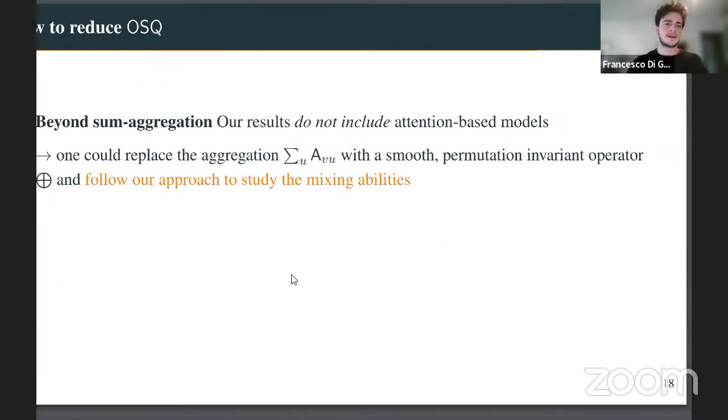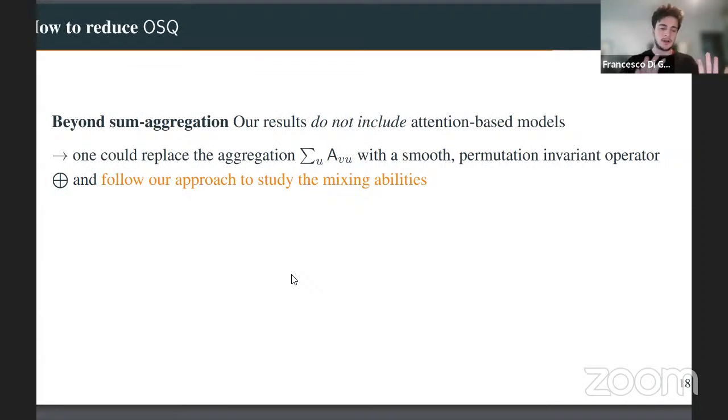Another very quick slide showing that, of course, the theorems that I presented do not include all possible models. Notably, the theorems don't apply to attention-based models. So in principle, this is not a huge obstacle to overcome, especially for graph attention networks, but they make the derivation a little bit more technically involved. So I sort of decided to leave this aside.